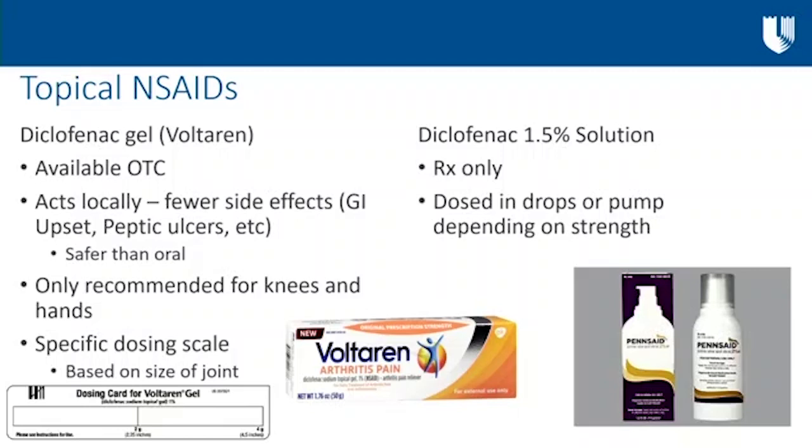And it's really safer than oral therapy because you're getting minimal systemic absorption. So it's great, especially for patients that have any sort of risk for cardiovascular disease, renal dysfunction, as well as any sort of GI issues like peptic ulcer disease. The dosing that you're gonna use is actually a scale on this little card, and it's based on the joint that you're gonna use, either 2 grams or 4 grams. And the same thing for the little solution. It's this little pump system of drops, like 40 drops that you can count, and then you rub it in.